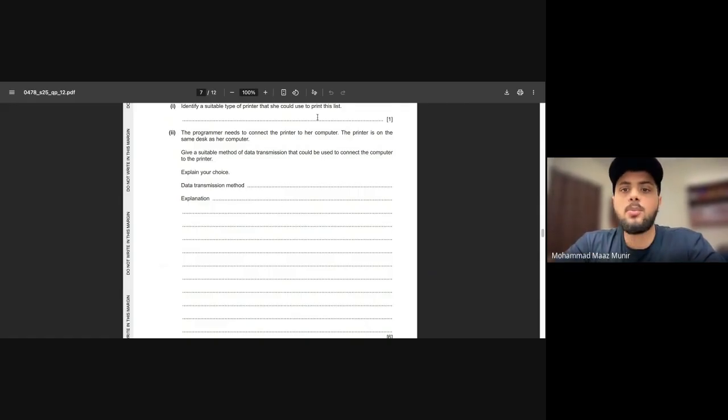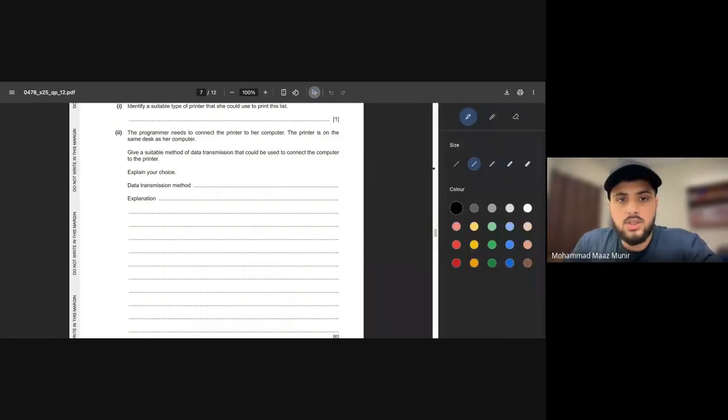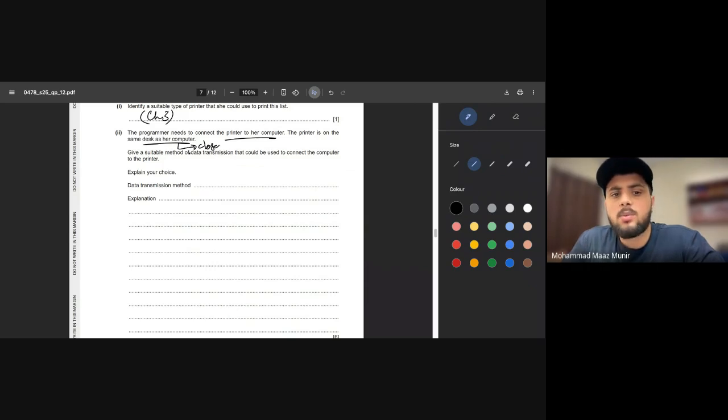Right. So the question states: a programmer needs to connect a printer to her computer. Okay, so there's a programmer who wants to connect the printer to her computer. At first it asks what the printer should be. This is chapter number 3, inshallah we will look at it later. The printer is on the same desk as her computer, which indicates that it is very close. Then it says: give a suitable method that could be used to connect the computer to the printer.